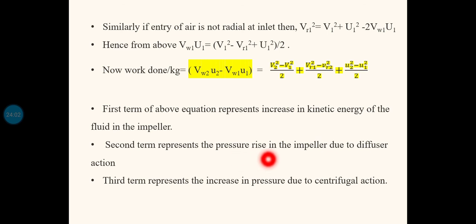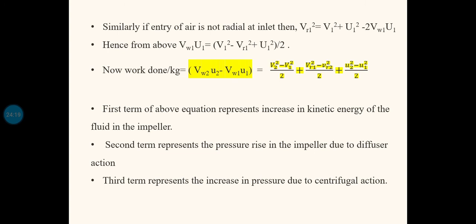The second term represents the pressure rise in the impeller due to the diffuser action, and the third term represents the increase in pressure due to the centrifugal action. This one is the pressure rise due to the centrifugal action.